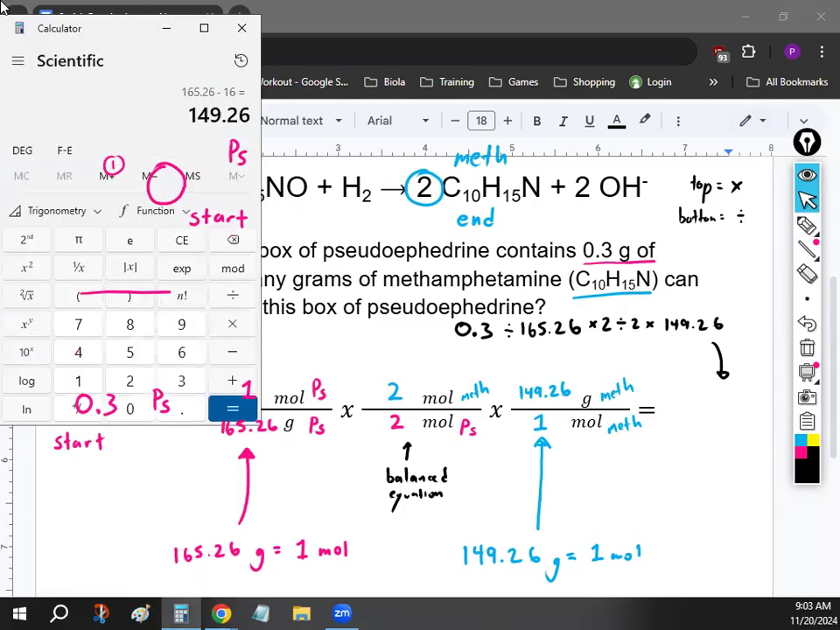Alrighty, so we're going to take 0.3. We're going to divide it by 165.26 times 149.26. And our final answer will be 0.27.